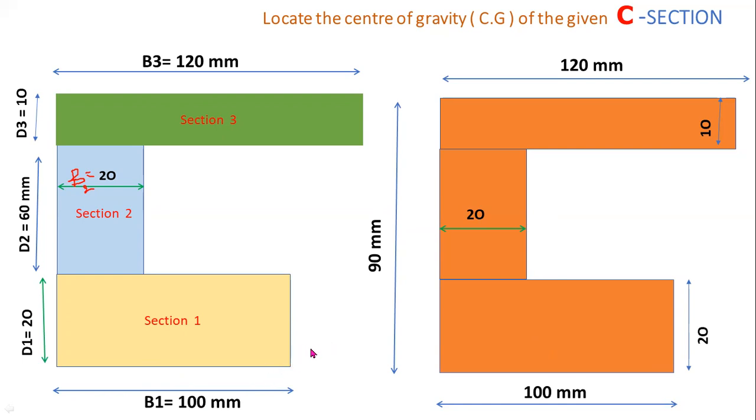Now you have to locate the individual centroids. For locating the individual centroids, you have to consider a reference x and y axis. Here I consider the x axis below the C section, at the bottom of the section, and here I consider the y axis. So this one is the origin. Always prefer the origin at the lower left hand corner, it's best.